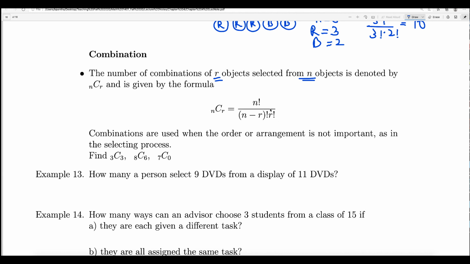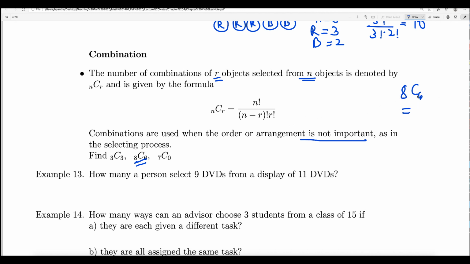Okay, this is how you do it. Combinations are used when the order of arrangement is not important, as in the selecting process. So let us do some examples. How do I use this formula here? Let's do 8C6. Your calculator has that. Again, you have to go to math, then probability, and then go to nCr.